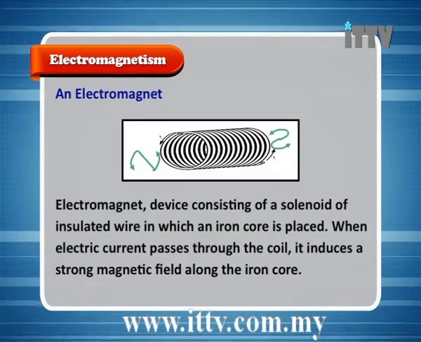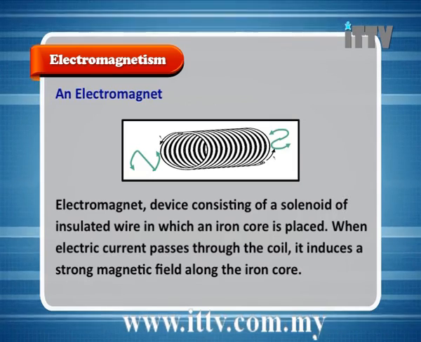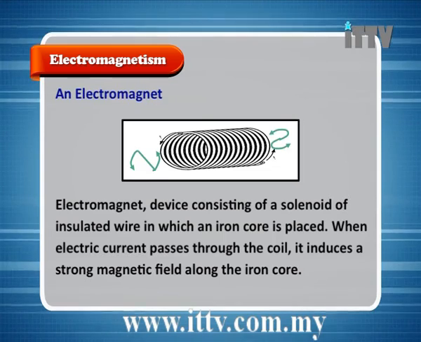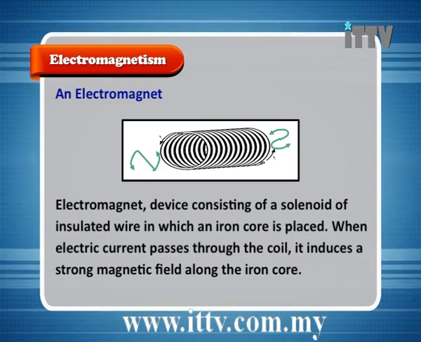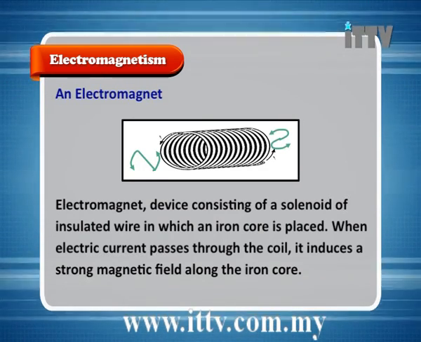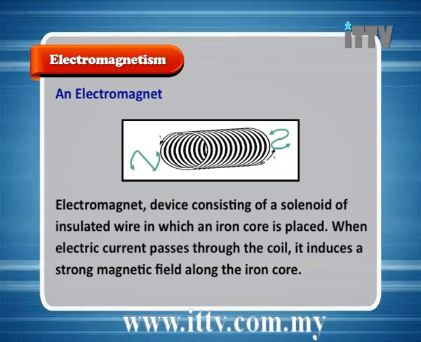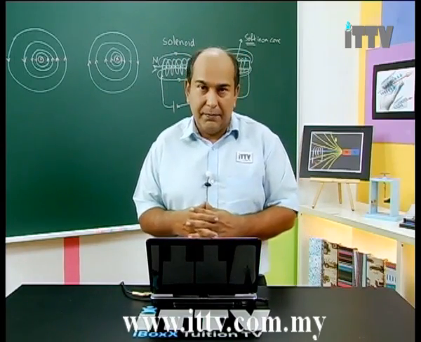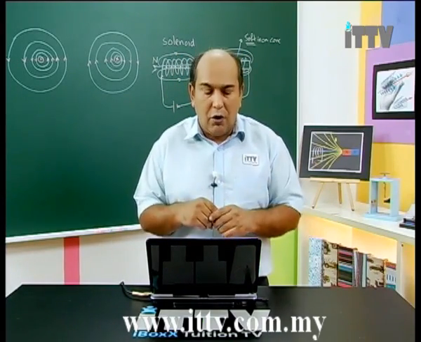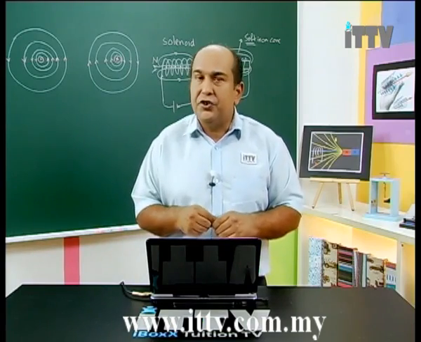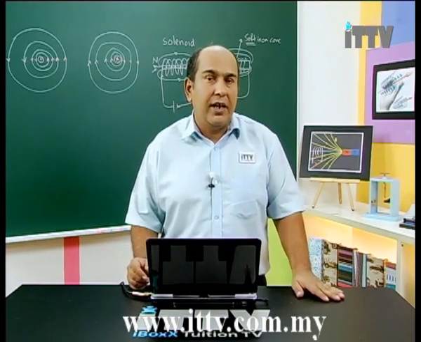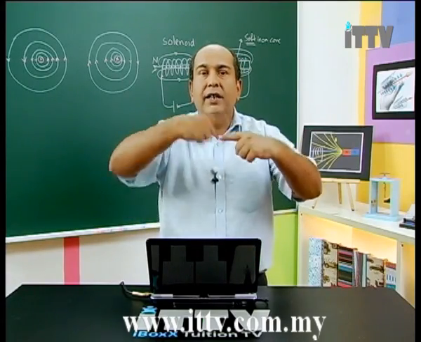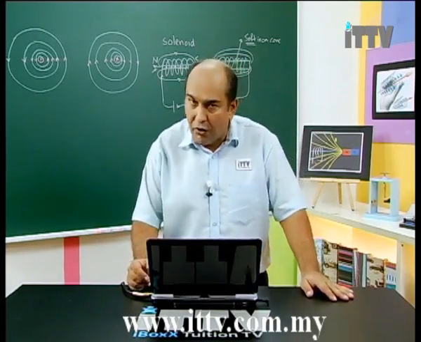An electromagnet: a device consisting of a solenoid of insulated wire in which an iron core is placed. When the electric current passes through the coil, it induces a strong magnetic field along the iron core. So this is what we call an electromagnet, where we have a soft iron core placed inside a solenoid of current-carrying wire. You need a current-carrying conductor going around your iron core that produces a very strong electromagnet.